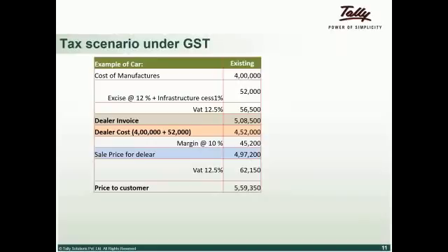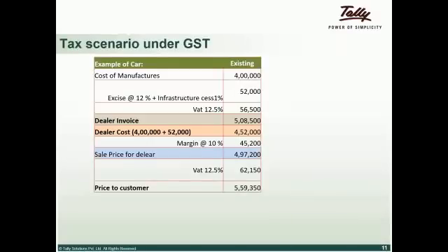Now in the case where he purchased, he paid 56,500 rupees as VAT. Okay, so he is not adding that to the cost because he is eligible to claim it as input tax credit, right? So now he is going to charge 62,500 as VAT. Which means if he has to now discharge his VAT liability, 62,150 minus 56,500 is going to be his VAT liability, right? So now the price to the consumer is going to be 5,59,350, right?